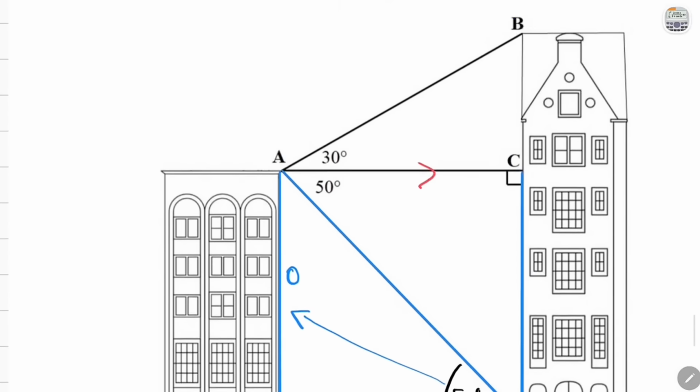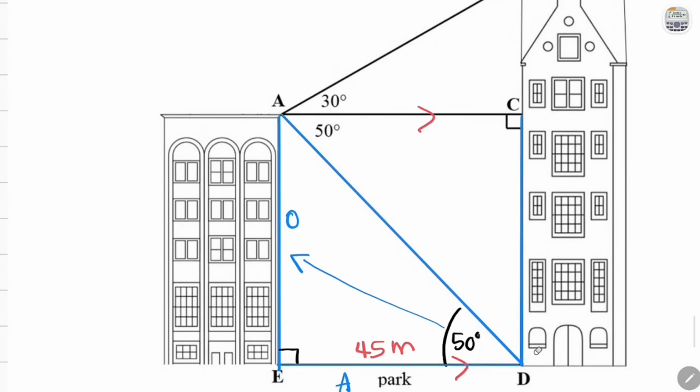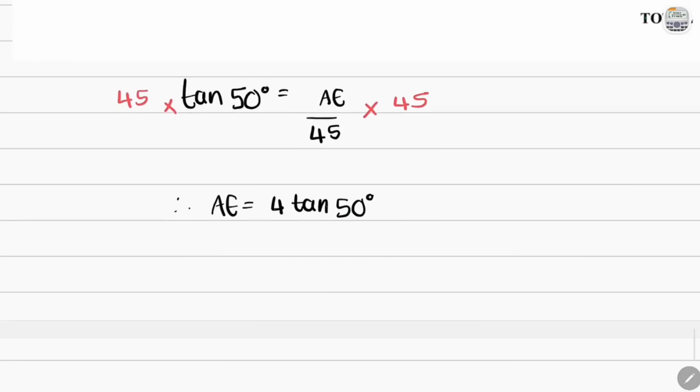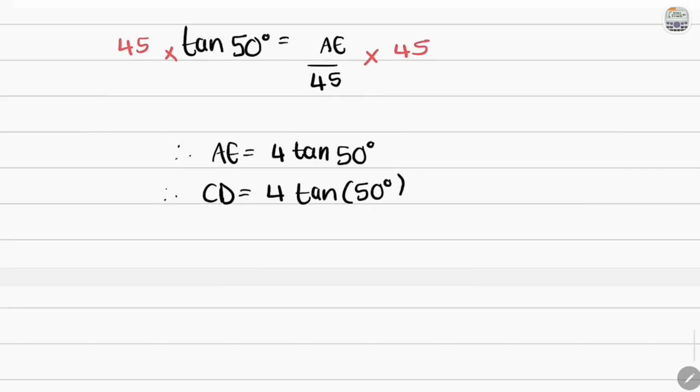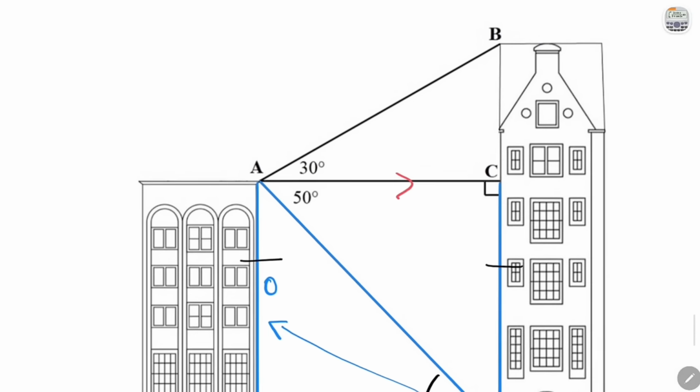But also remember that AE and CD are equal. These are equal lines. So CD is also therefore equal to 45 tan 50 degrees. Now I know that 50 degrees is not a special angle, so it's going to give me decimals, and I don't want to work with decimals, so I'm going to keep it like this. Now let's focus on finding the other side.